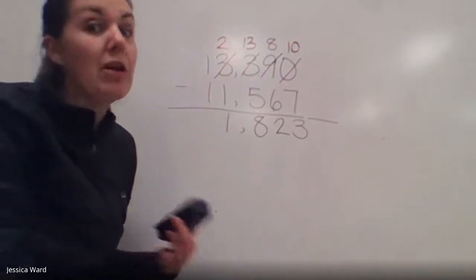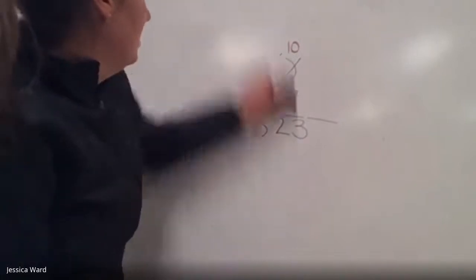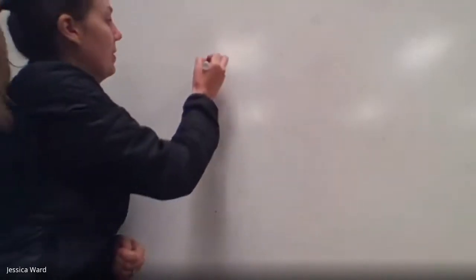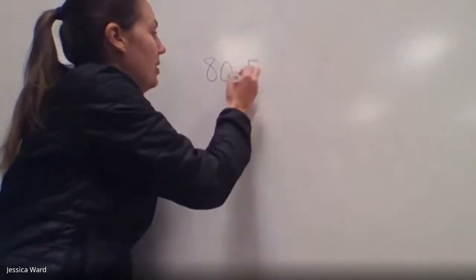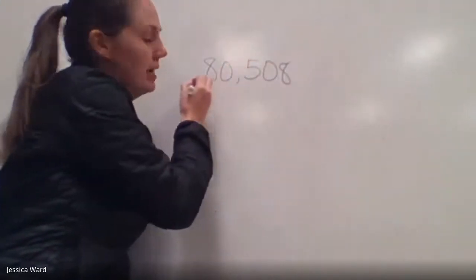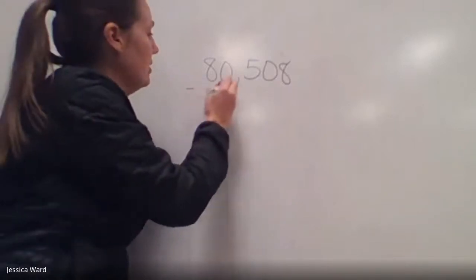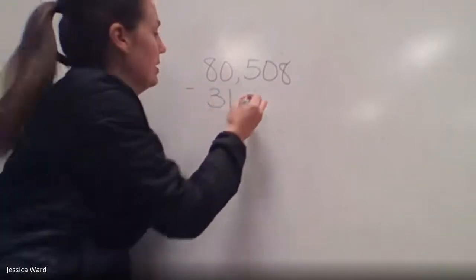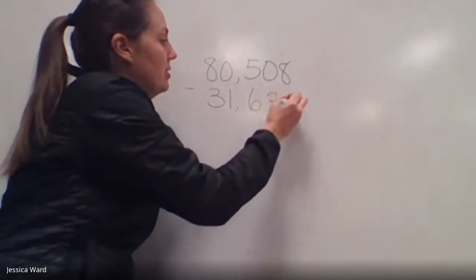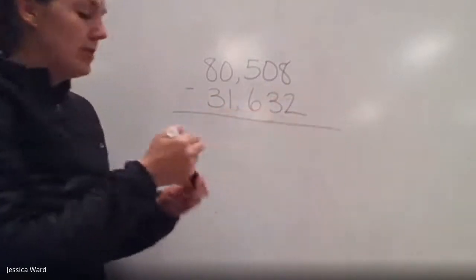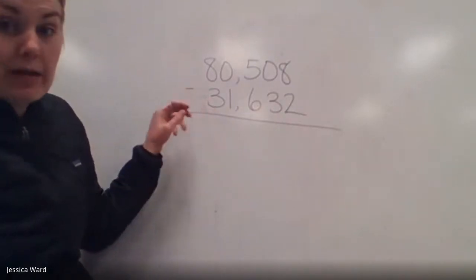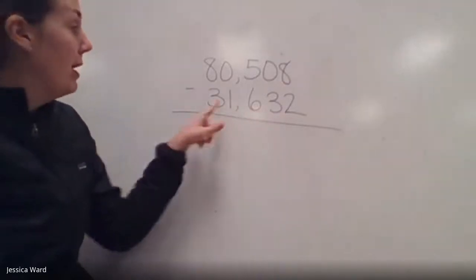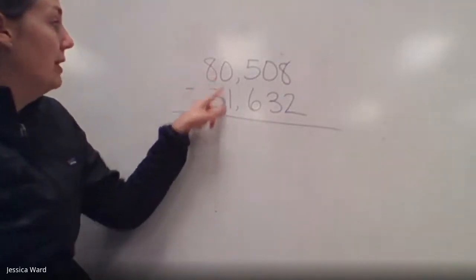So in this one, you actually are going to be checking your answer. So I have 80,508. I'm taking away 31,632. Okay, first step, I'm stacking them by place value. So I did start off writing my number from left to right, but I also made sure that I had a number in each column.